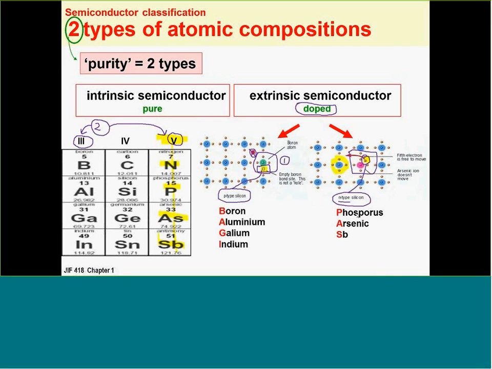But for N-type: phosphorus, arsenic, antimony. Phosphorus, arsenic, and antimony. I mean, it's easier for you to remember, isn't it now? P-type and N-type.